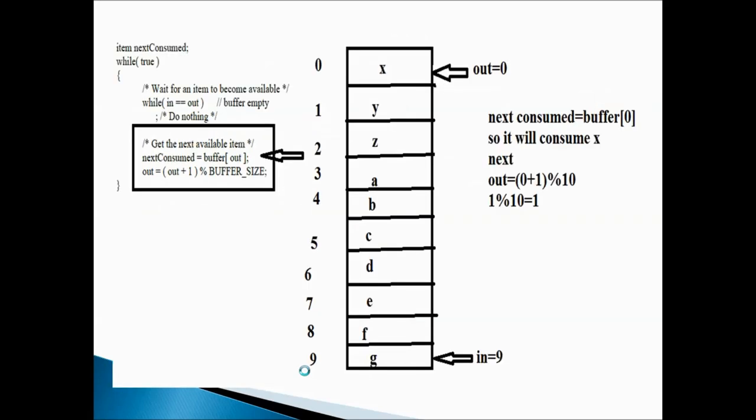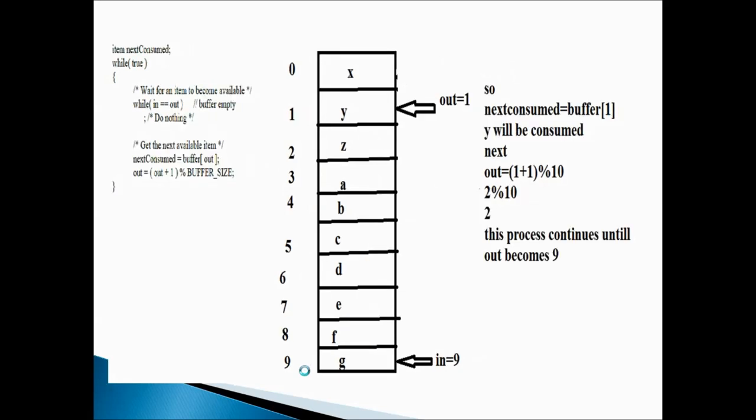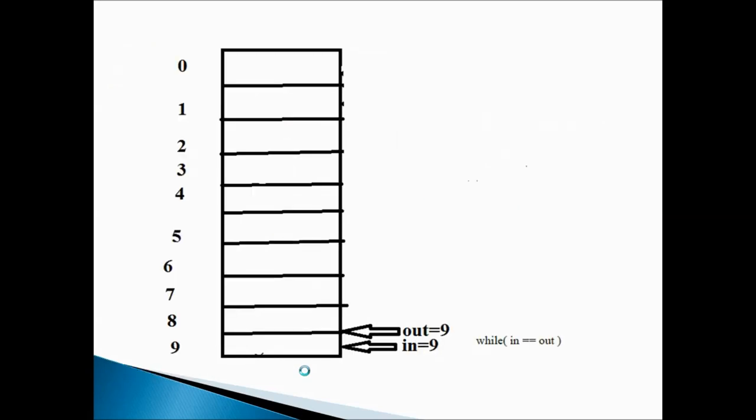So, when the buffer is full, I can consume. For buffer of 0, first I will consume x, because next consumed is equal to buffer of out, and the out value is 0 here, that's why I consumed x. Understanding, guys? After that, I incremented the out value. Remember one thing: on the producer side, in values get incremented; on the consumer side, out values get incremented. Then in the second iteration, again I consumed the value y and incremented out from 1 to 2. This process continues until out is equal to 9 and in is equal to 9, thereby I can't consume anymore because my buffer is empty.